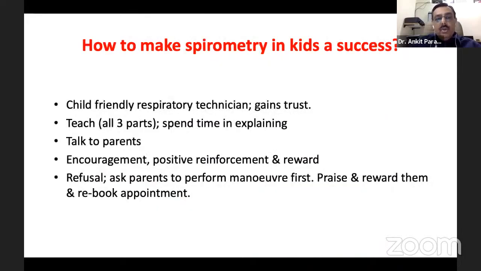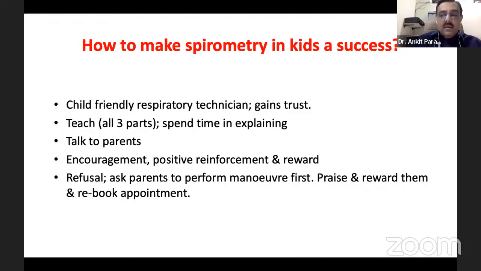And you also need to know that there are ways to improve the quality of spirometry. The technician has to be good. He should be cooperative with children. He should be able to teach all the parts of how the maneuver is to be performed. We need to talk to the parents. We need a lot of encouragement for the child, positive reinforcement, a reward.